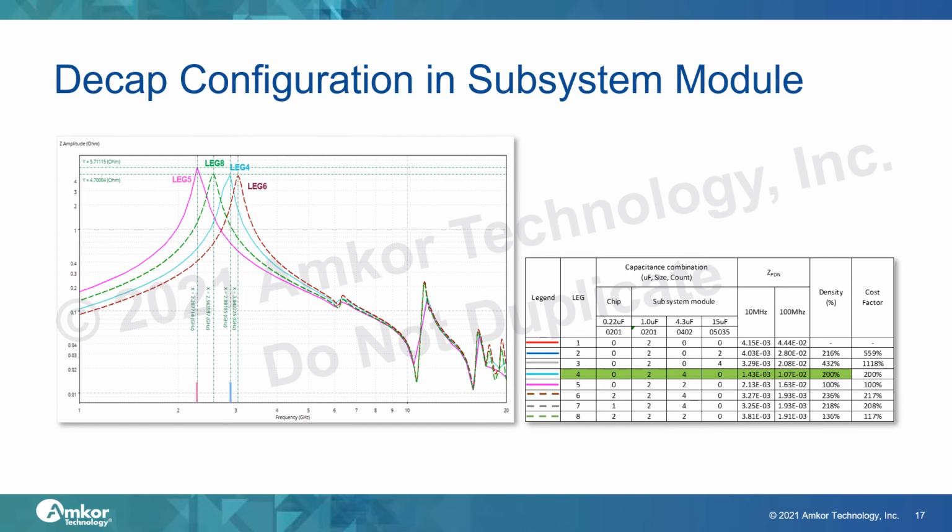The percentage of density represents the size of the package that provides opportunity for relaxed design rules and reduces the package form factor. The cost can be reduced based on the number of components and component cost. As a result, leg number 4 and number 5 meet the 3 different objectives for impedance, form factor, and cost.